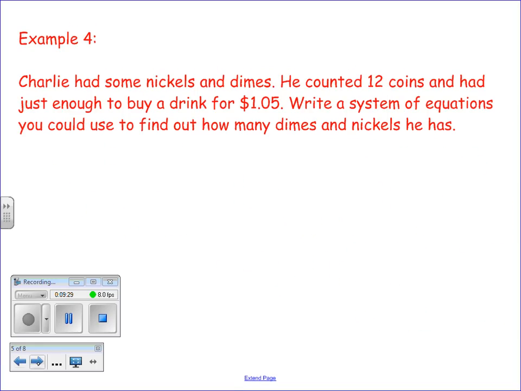Okay, let's do one more example together, guys. Charlie had some nickels and dimes. Okay, that looks pretty important. Nickels and dimes. He counted 12 coins. That also looks like important information. And he had just enough to buy a drink for $1.05. Write a system you could use to find out how many dimes and nickels he had.